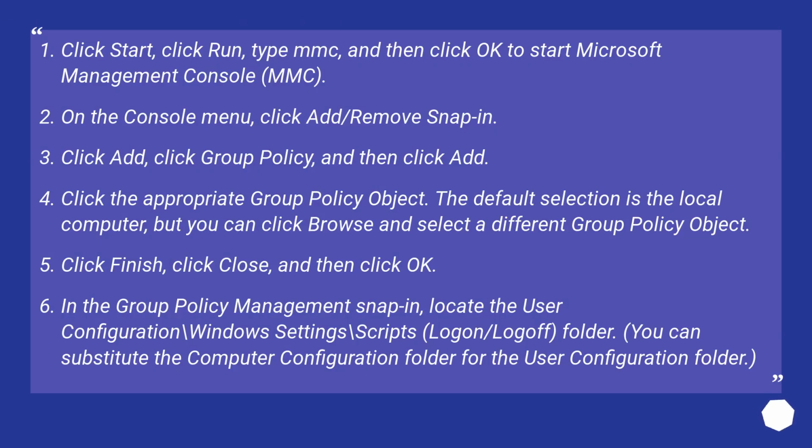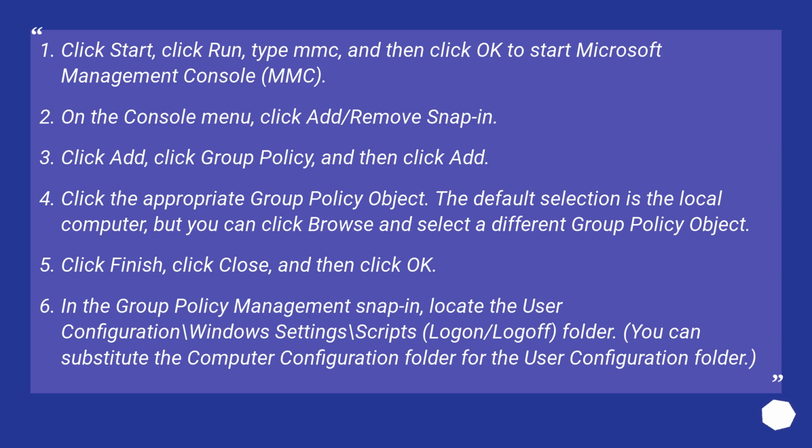Click Start, click Run, type MMC, and then click OK to start Microsoft Management Console, MMC. On the console menu, click Add/Remove Snap-in. Click Add, click Group Policy, and then click Add. Click the appropriate group policy object. The default selection is the local computer, but you can click Browse and select a different group policy object.